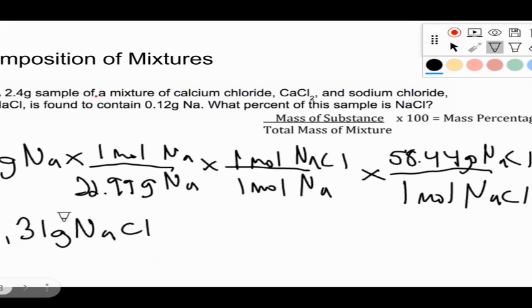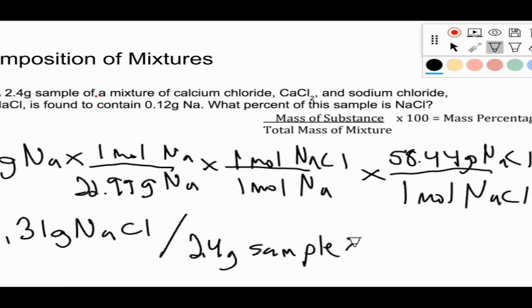Now that I actually know how many grams of NaCl I have in this sample, then I can use my equation. So I need the mass of the substance over the total mass of the mixture times 100 to get my mass percentage, because it says what percent of this sample is NaCl. So I'm going to divide this by 2.4 grams of the sample times 100. So I'm going to do 0.31 divided by 2.4.